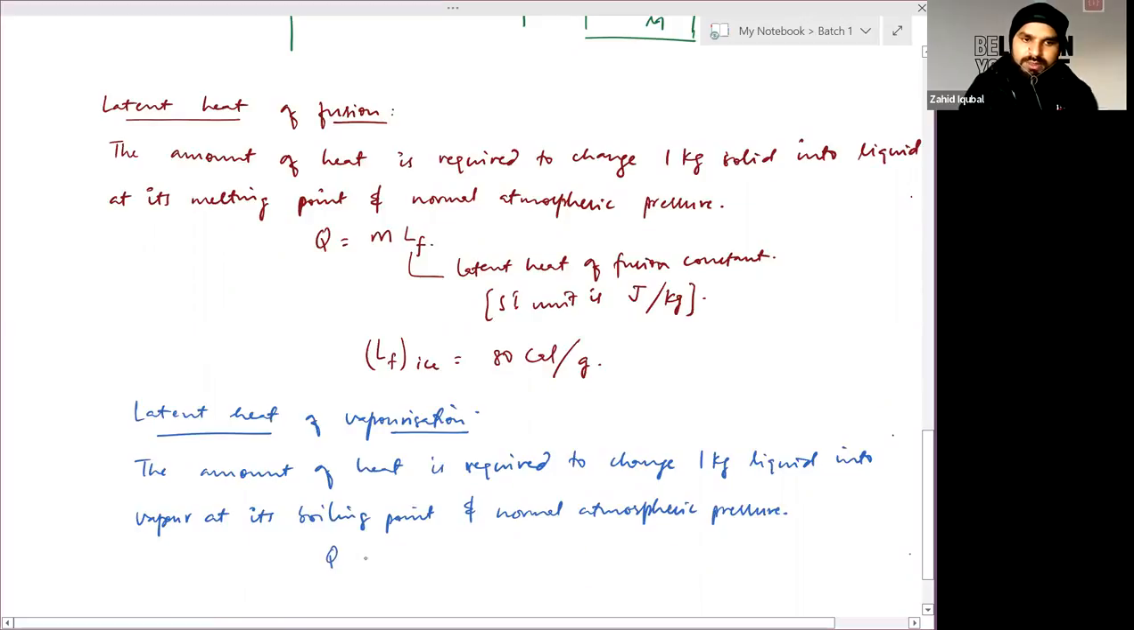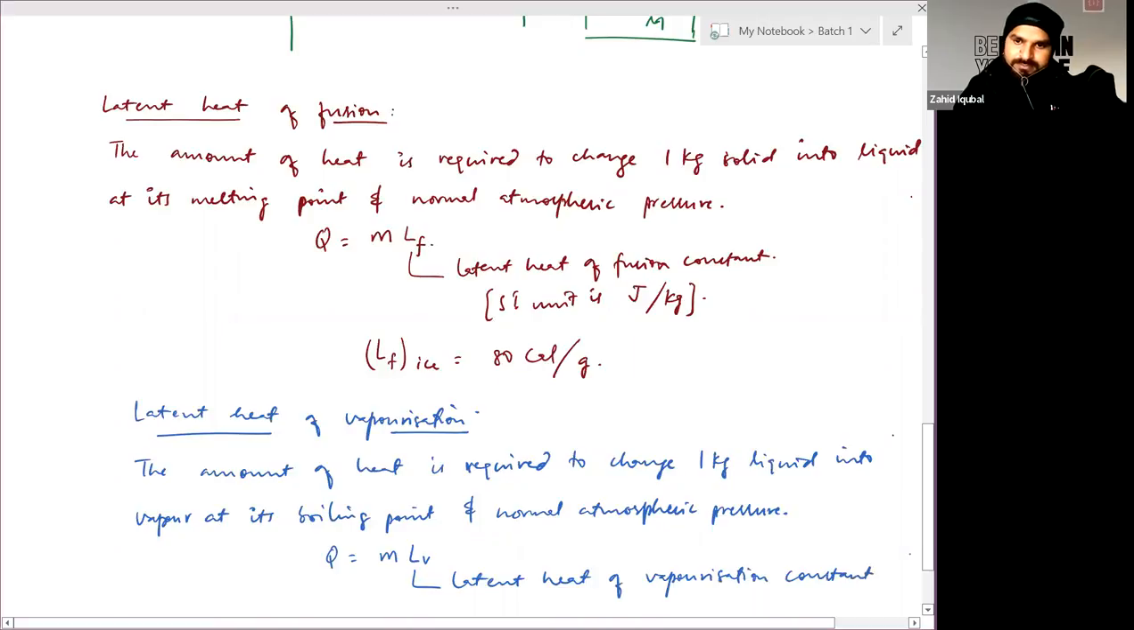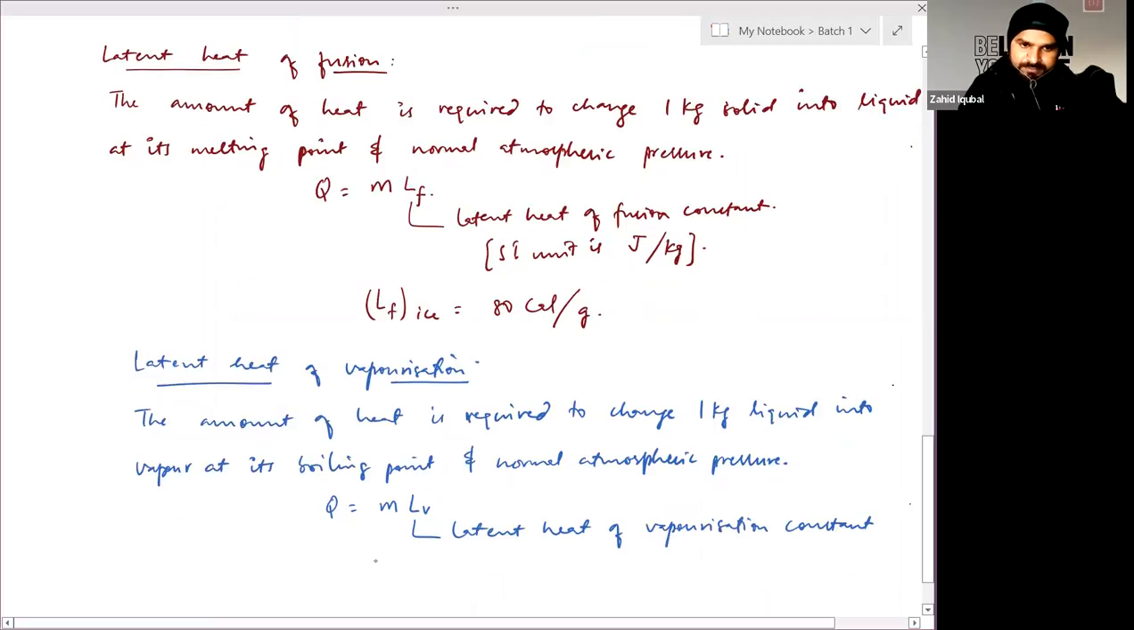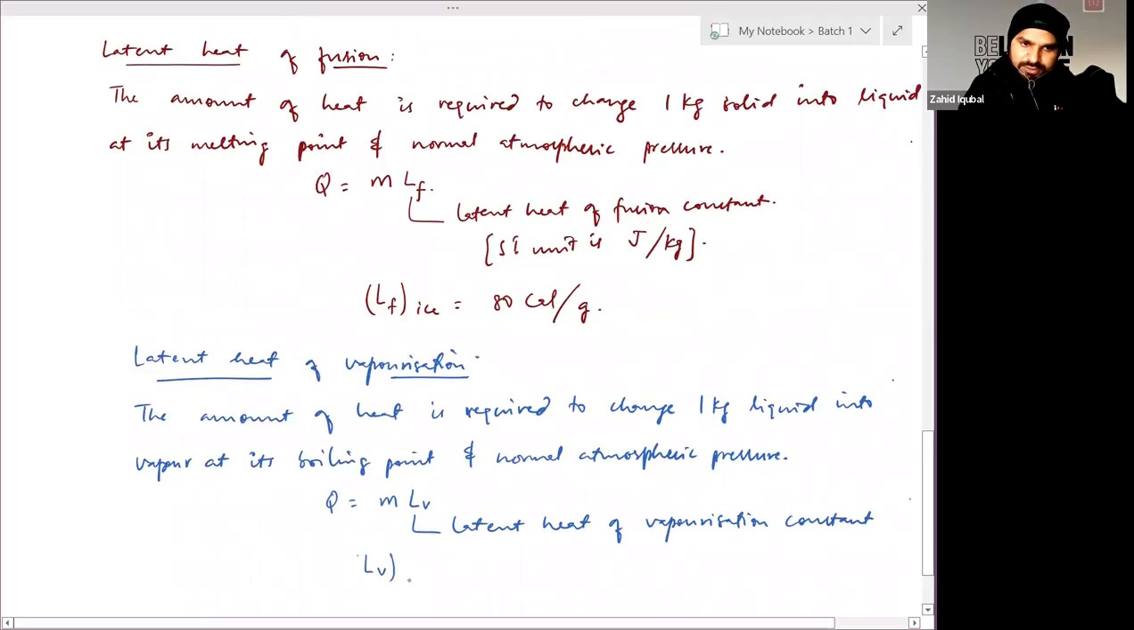So it will be Q equals the mass of substance times the latent heat of vaporization constant. For vapor, the latent heat of vaporization constant is equal to 540 calorie per gram. Just write it down for this part first.